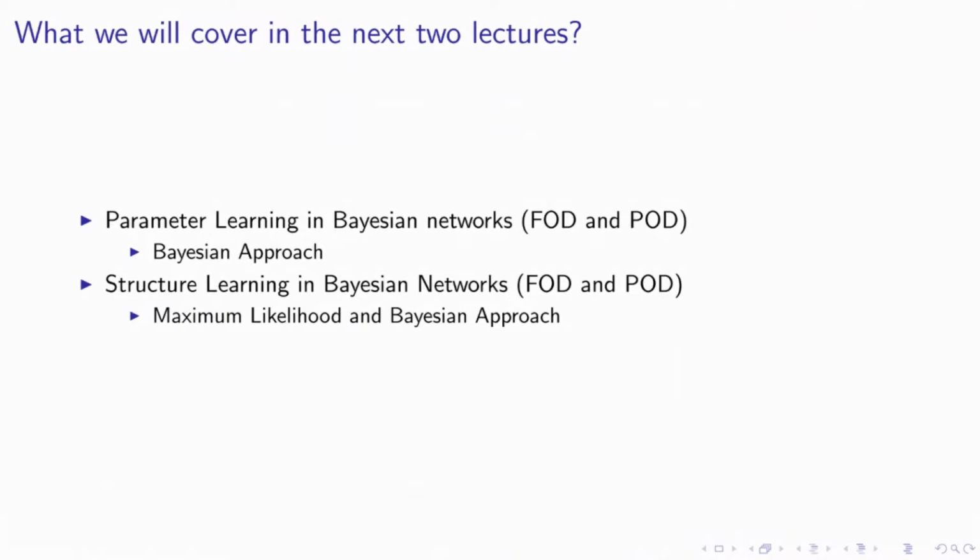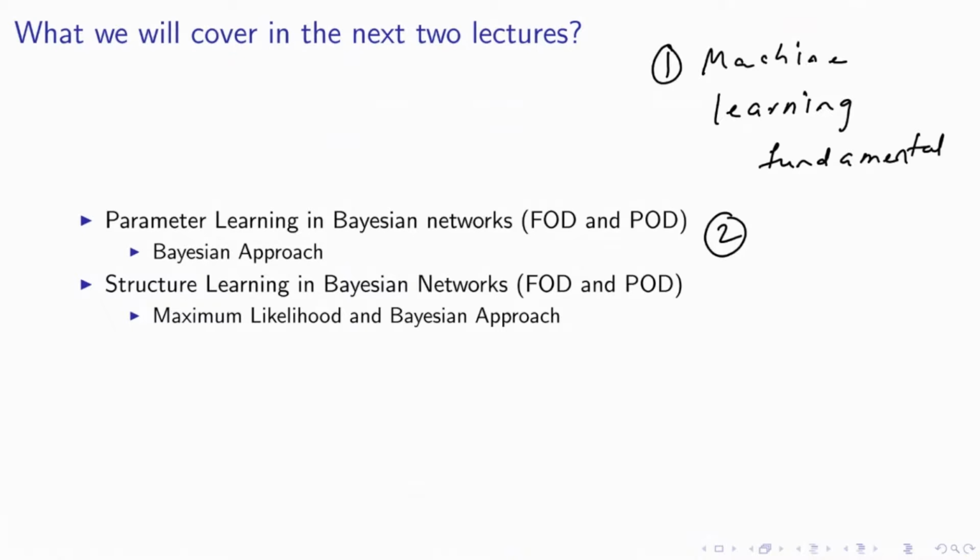Last two lectures, or I should say more like last 3 lectures, what we covered are machine learning fundamentals. So this was a crash course in machine learning. Then we saw that we are going to look at 16 types of ML algorithms for graphical models.